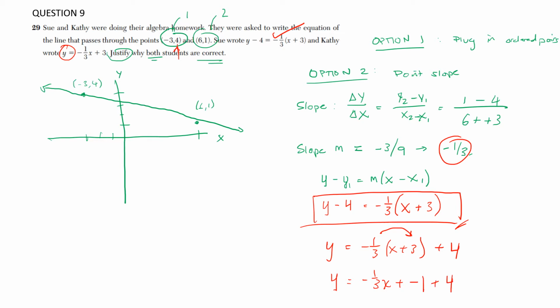I'm going to write over here to the left now. When we simplify that, we get y equals -1/3 x, and then we have -1 plus 4 is +3. And that is exactly Kathy's answer. And from those two, we're confident that both of them did the question correctly.